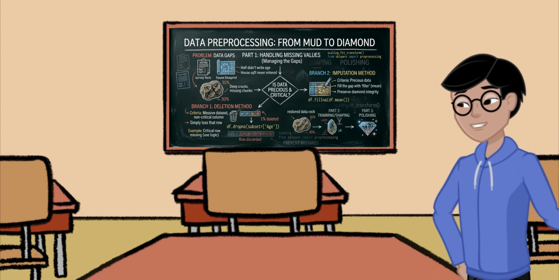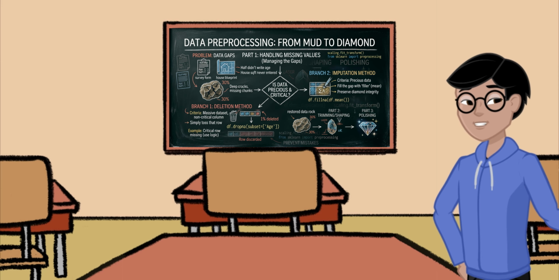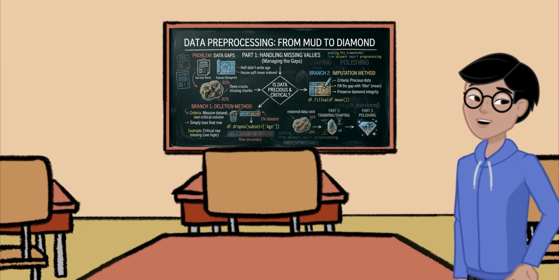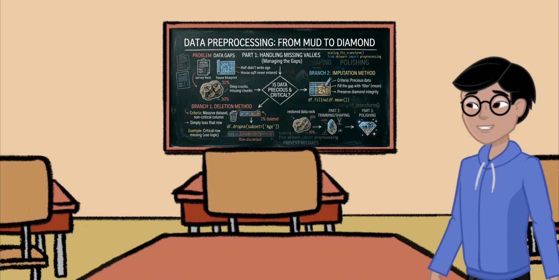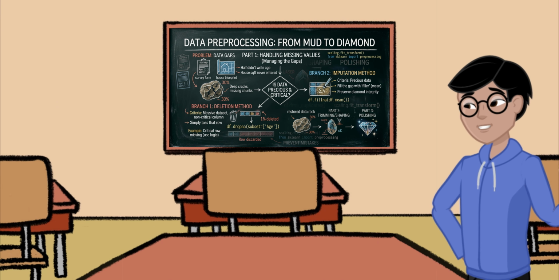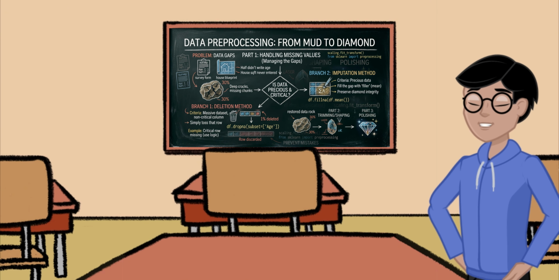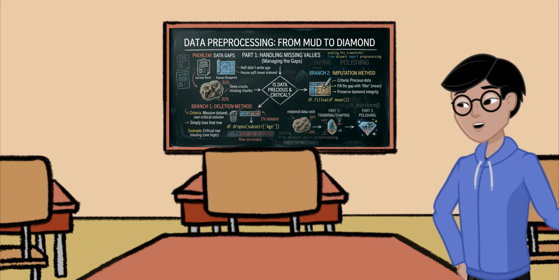Our first problem in the kitchen is the deep cracks and missing pieces on the diamond. In other words, the missing values in our data set. Imagine a survey where half the people didn't write their age, or the square footage of a house was never entered. There are two ways we can handle these gaps. The first is the deletion method. If your dataset is very large and that missing piece isn't critical, you simply toss that row into the trash.